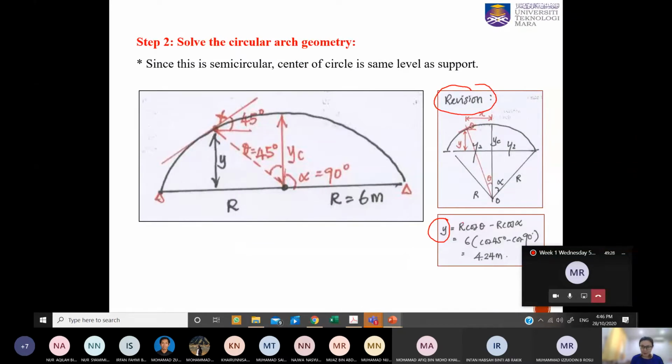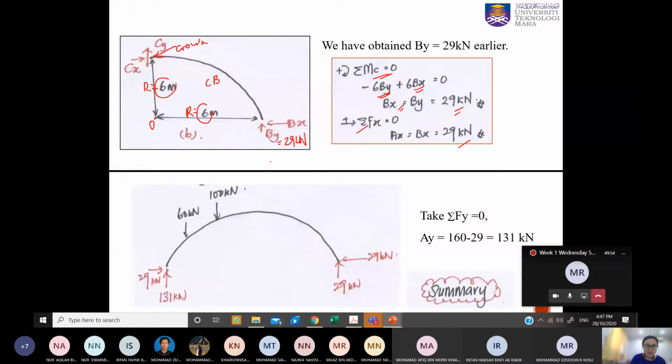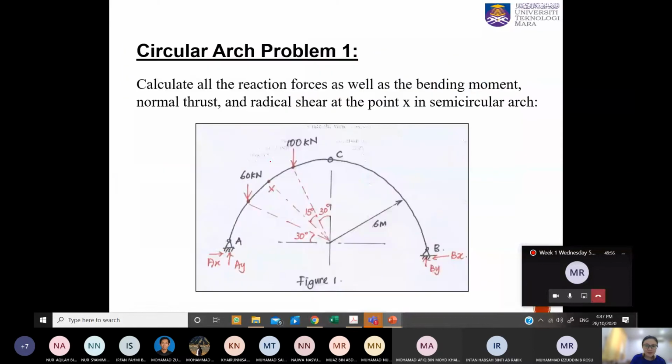We have to put in the R. The R in this system is 6 meter. The radius here is 6 meter. And we need to determine the theta and also the alpha. To get the theta, again we draw to the X, the point of interest, and the angle with the y-axis. So this is the theta. Is that given to us? Let me check. Yes, it is given to us, 45 degree.